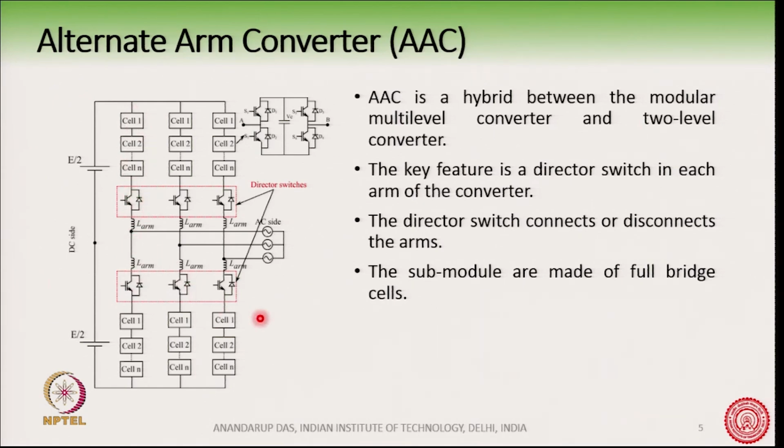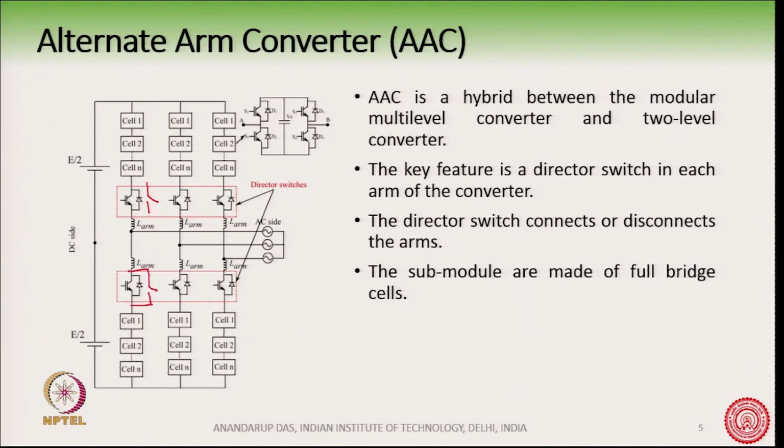So, basically the converter is operated in such a way that only one arm is operating in one half cycle of the AC waveform. In the other half, the director switch is opened and this arm is completely removed from the circuit. I will explain it in a little more detail, but what you can think of is that this director switch is nothing but a switch here.